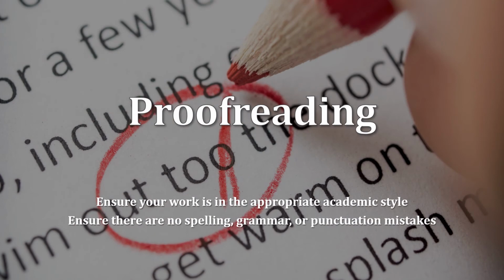The final stage in the process is proofreading. The purpose of proofreading is as follows. First, you are ensuring there are no mistakes in your use of grammar, spelling, and punctuation. Next, you must ensure your writing is in an appropriate academic formal style. Finally, the presentation of your work must be checked. Again, we will look deeper into these things later in this unit.